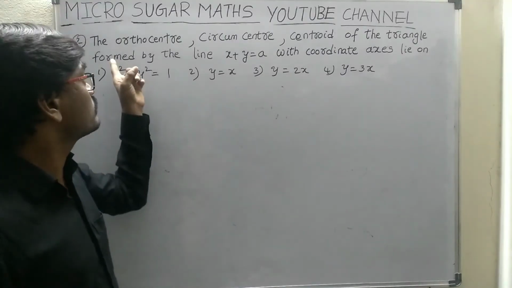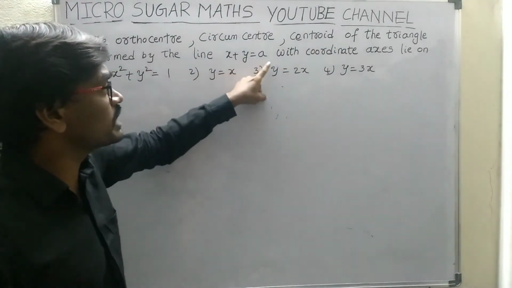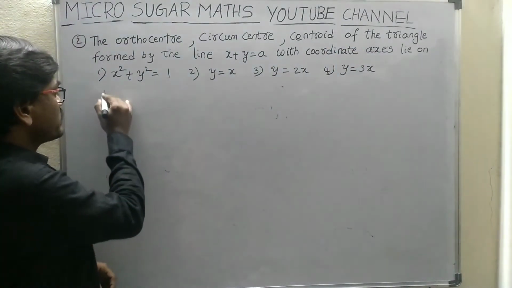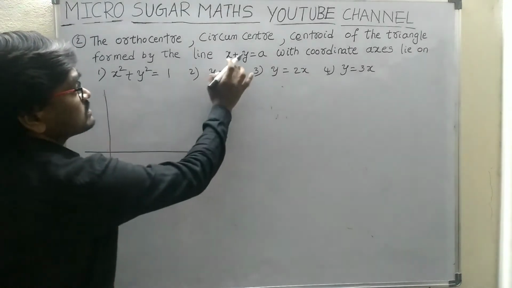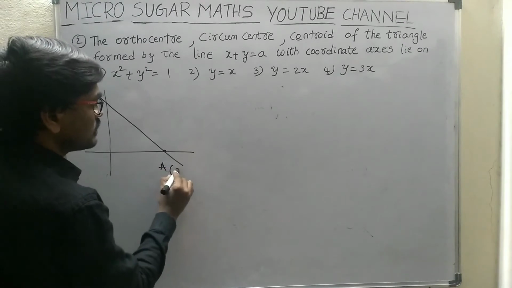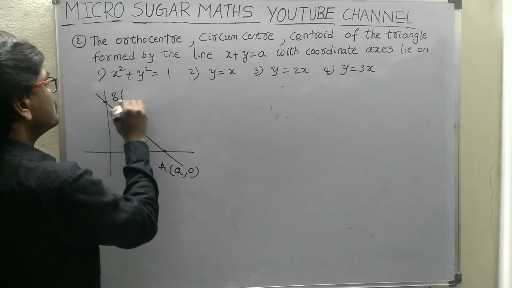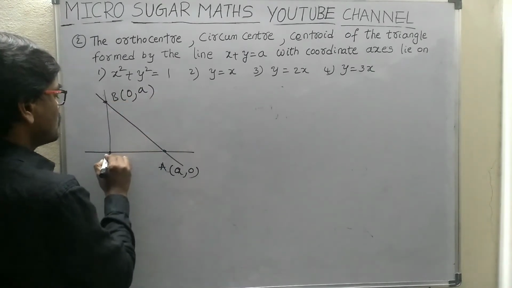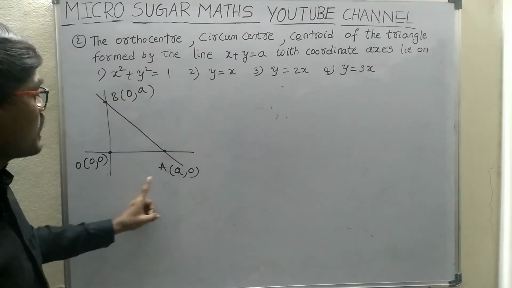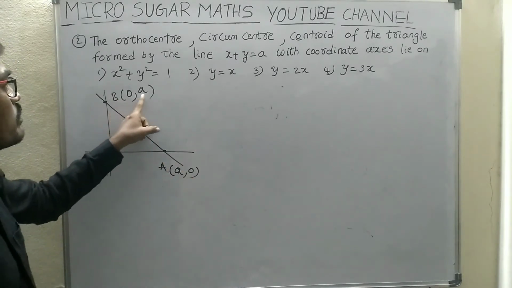Students, our next problem: the orthocenter, circumcenter, and centroid of the triangle formed by the line x plus y is equal to a with the coordinate axes lie on. First, let us take the coordinate axes. The line x plus y is equal to a meets the x axis at the point A(a, 0) and the y axis at the point B(0, a). The origin is O(0, 0). Therefore, the vertices of the triangle are O(0, 0), A(a, 0), B(0, a).